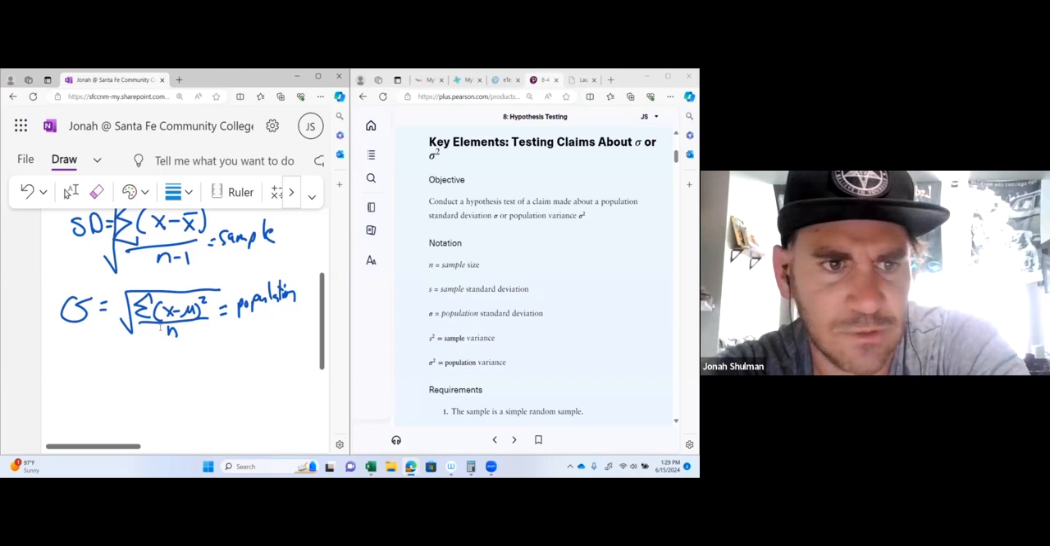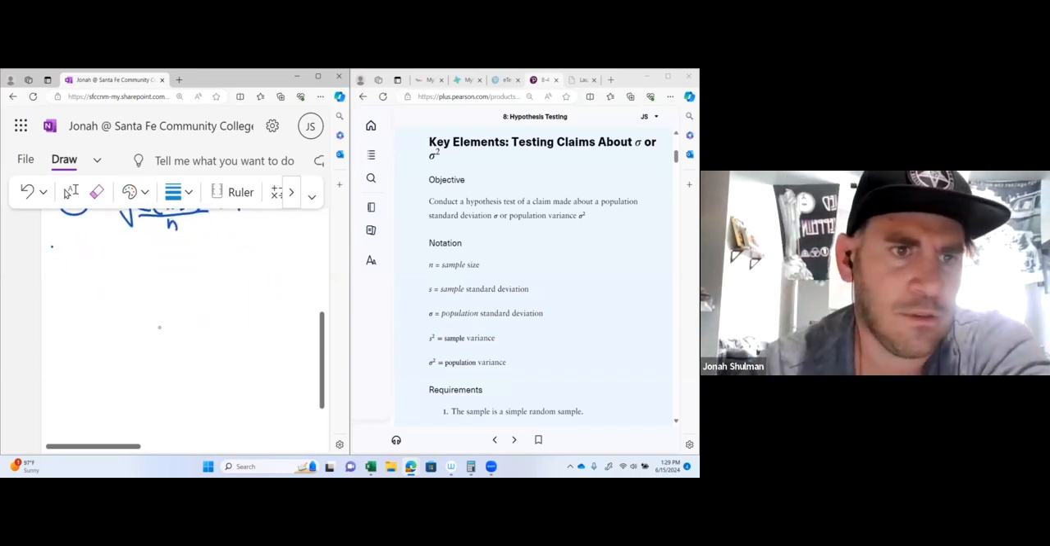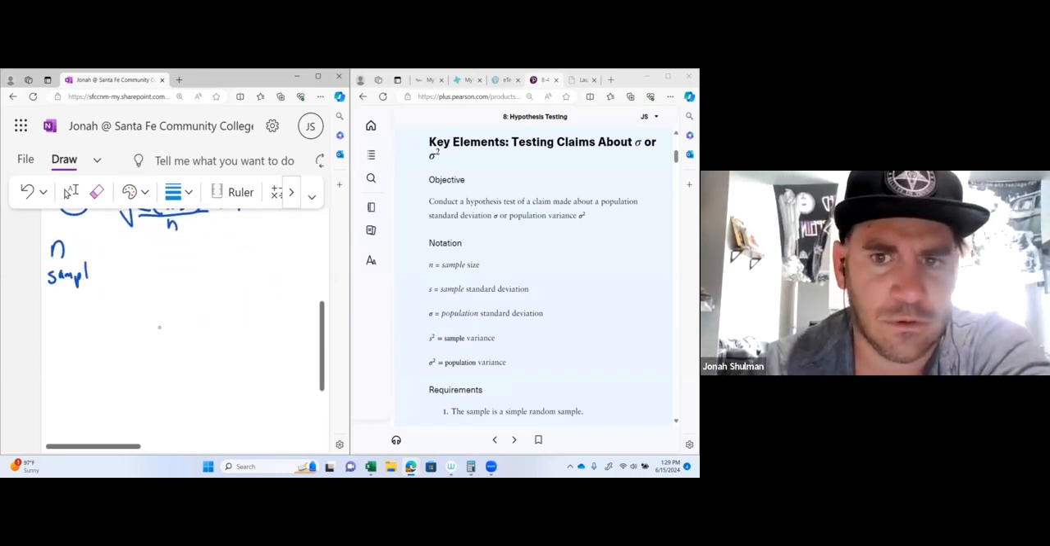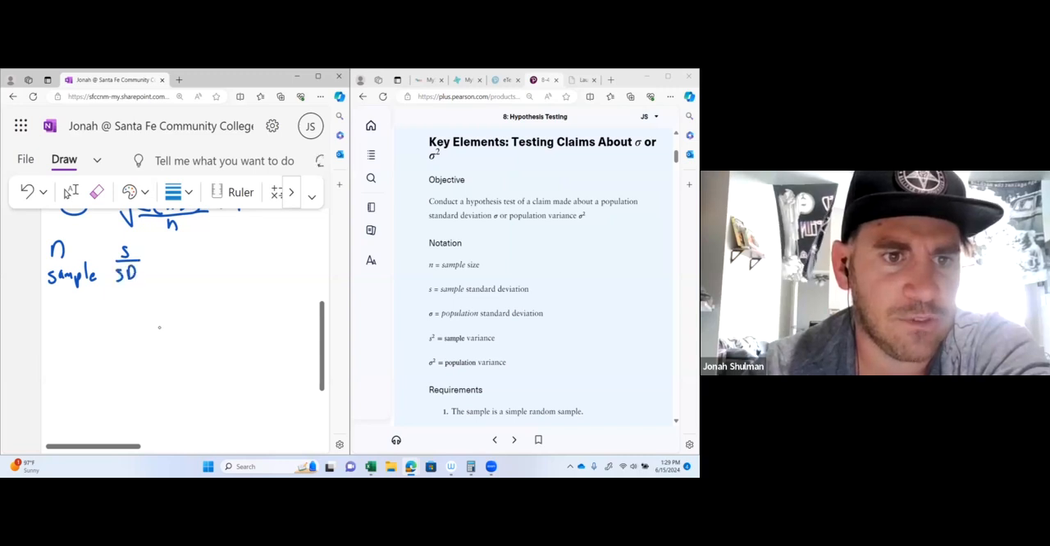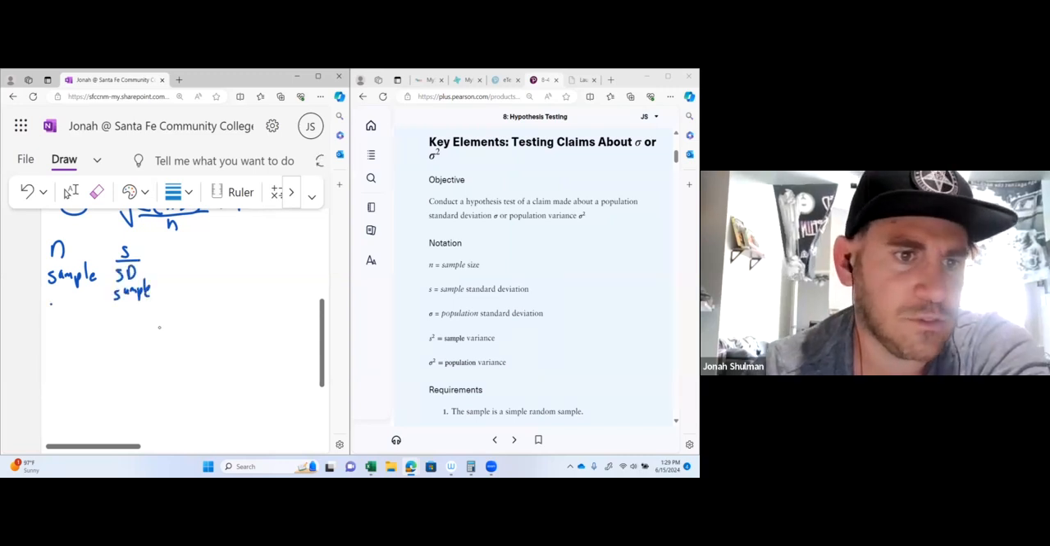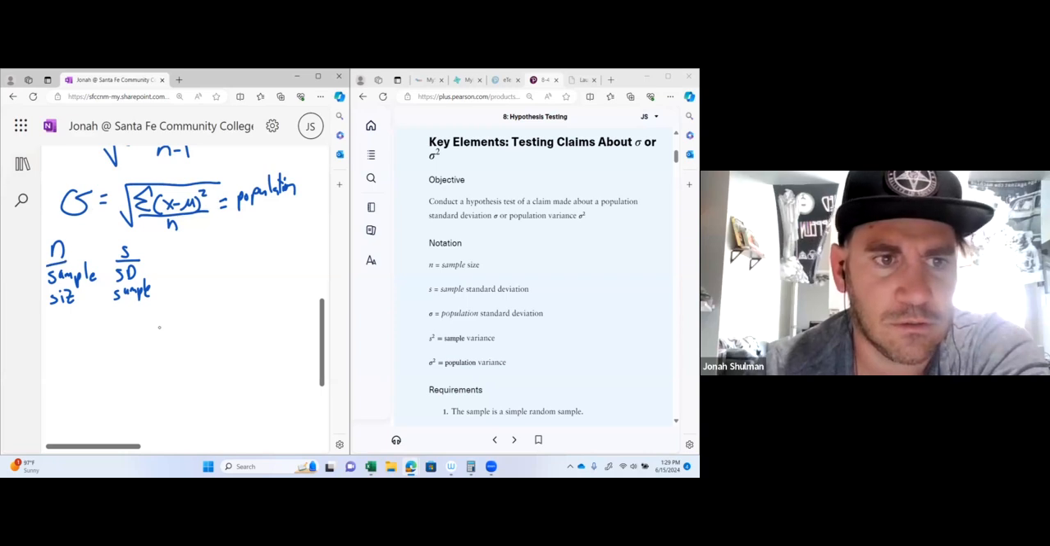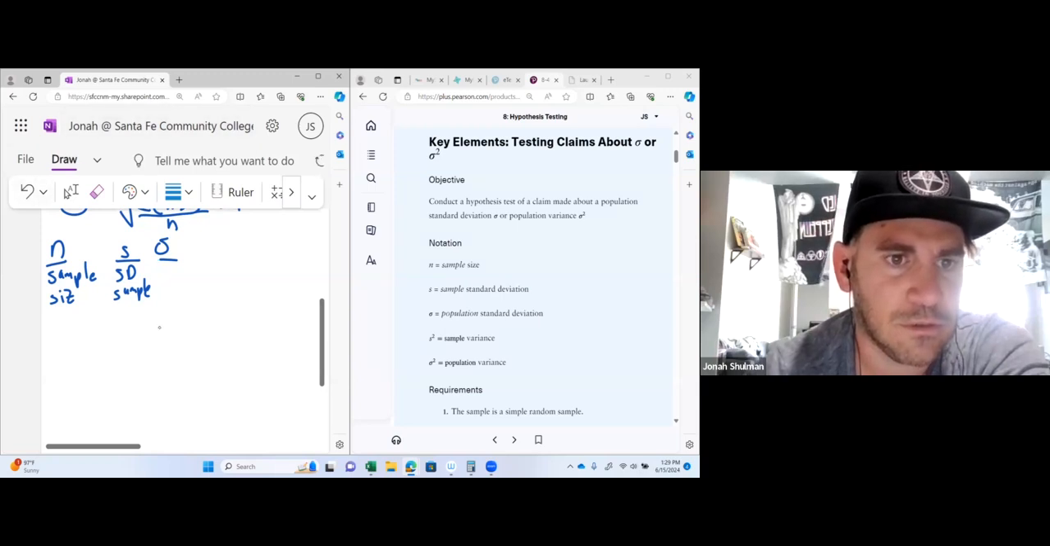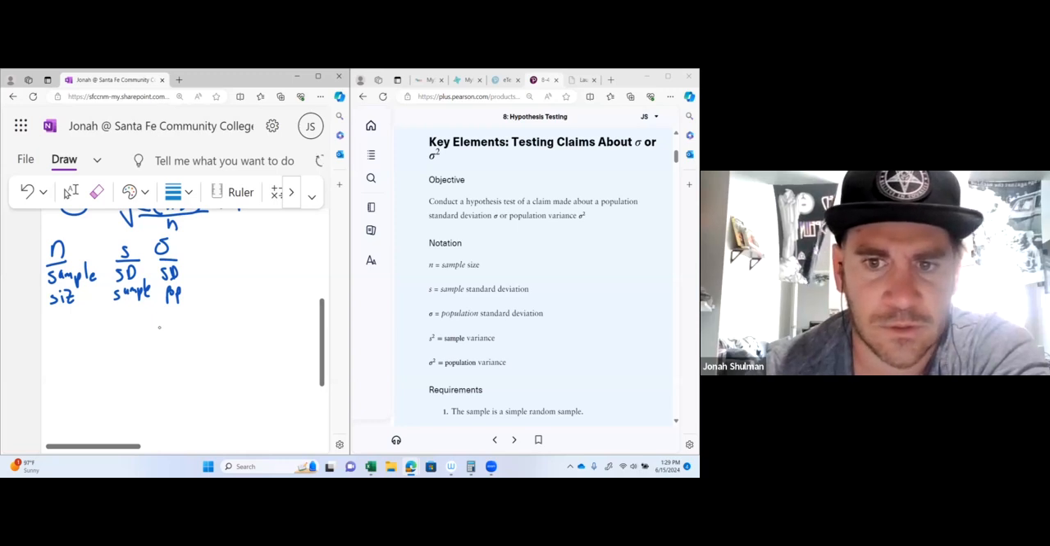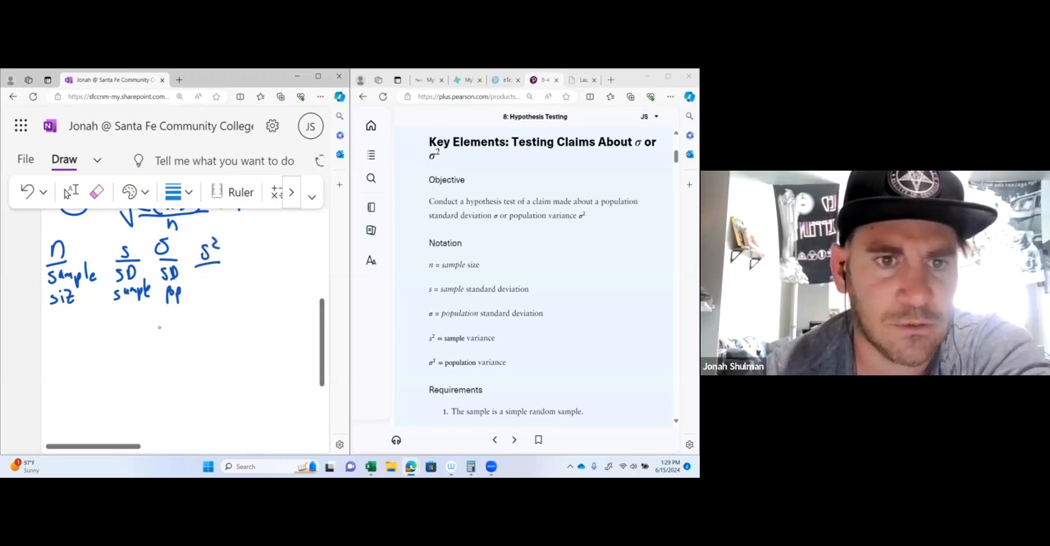Okay, we have our notation. n is the sample size. s is your SD of the sample. This is your population. This is your SD of your population. This is your sample variance. And this is your population variance.